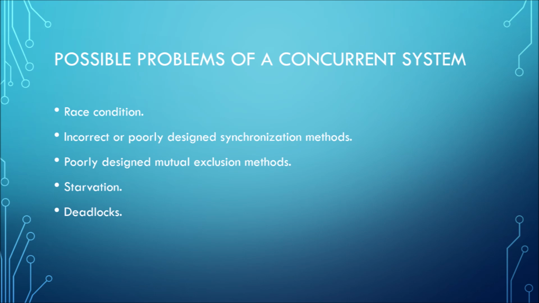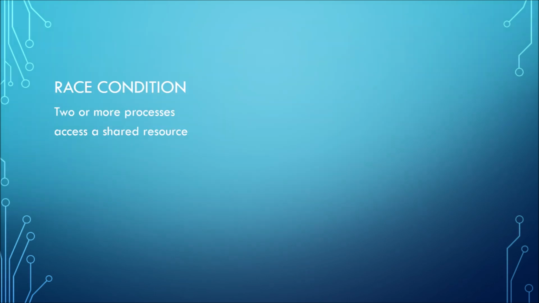The problems that a concurrent system can have are the following: race conditions, incorrect or poorly designed synchronization method, poorly designed mutual exclusion method, starvation, deadlocks. A race condition occurs when two or more processes access a shared resource. This is best understood with an example.